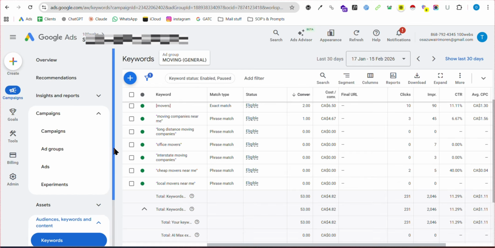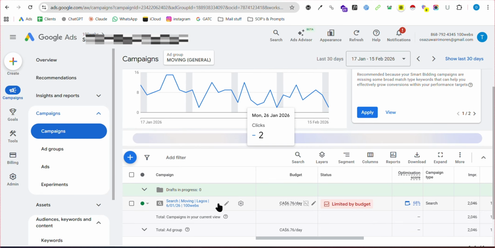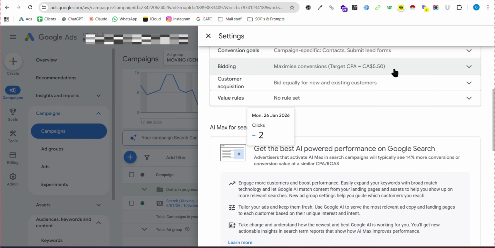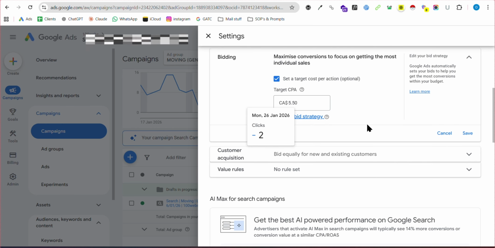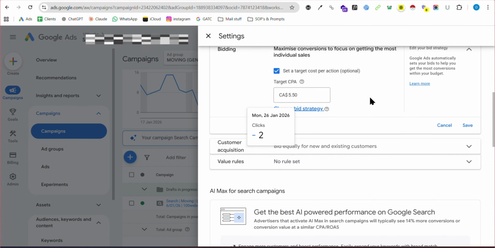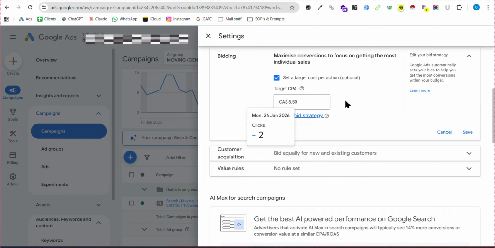So let's take a look at our bid strategy real quick. So we're bidding for clicks in the first few days, right? Once we got enough conversions, we switch it over to maximize conversions. So as you can see now, I should actually reduce this or probably change the bid strategy altogether, because this target CPA was set when the budget was higher than what it is currently, right?